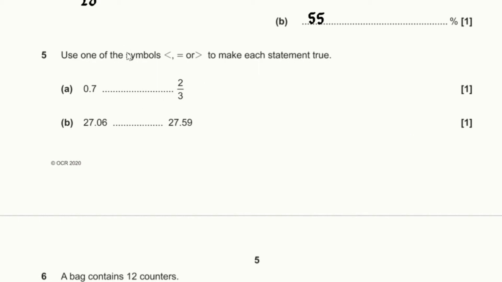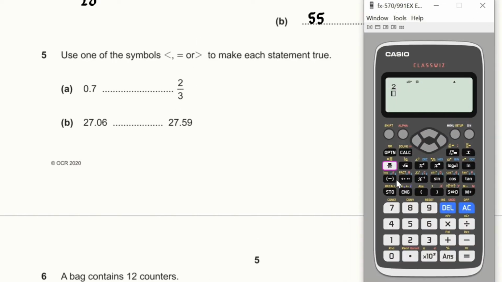Question number 5. We have to use one of the symbols shown here to make each statement true. We've got 0.7 and 2/3. Well, 2/3 as a decimal is equal to 0.6 recurring. You can see 0.7 is greater than 2/3. And 27.06 is less than 27.59.